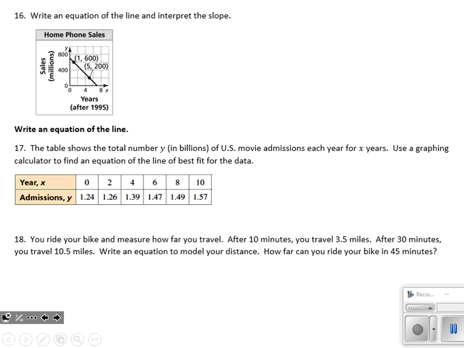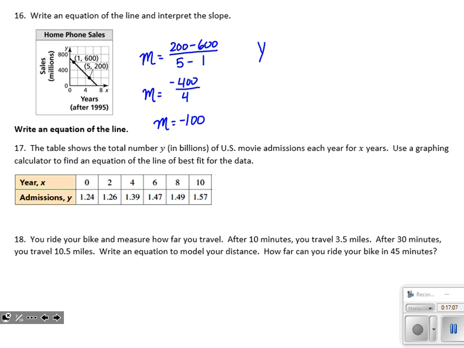This next slide is about writing equations of lines. For number 16, excuse me, we're going to write the equation of this line here and interpret its slope. Remember, interpreting just means using units. So if I find my slope first, that's going to be y2 minus y1 over x2 minus x1. That's negative 400 over 4. It's negative 100 for a slope. Then we'll go into point slope form. I really like that point 1, 600. Y minus y1 equals m times x minus x1.